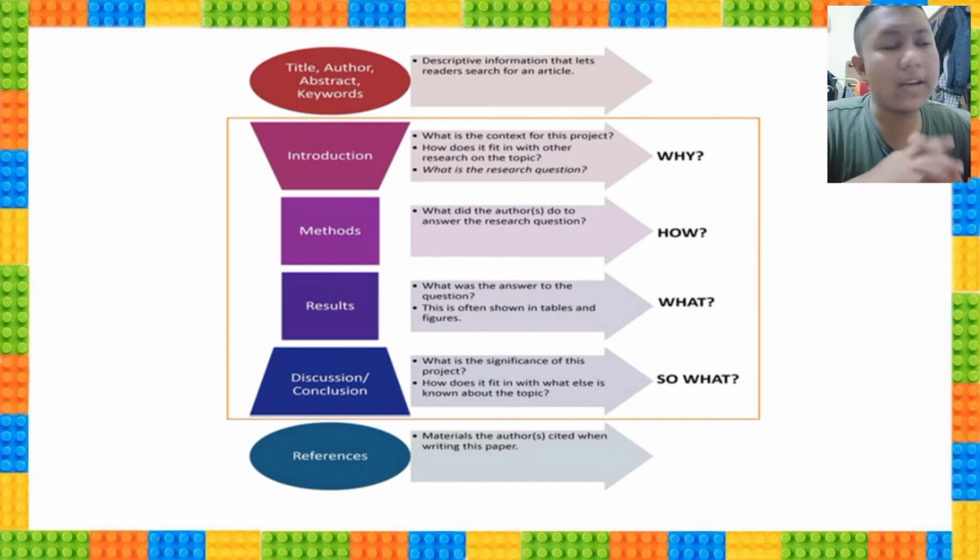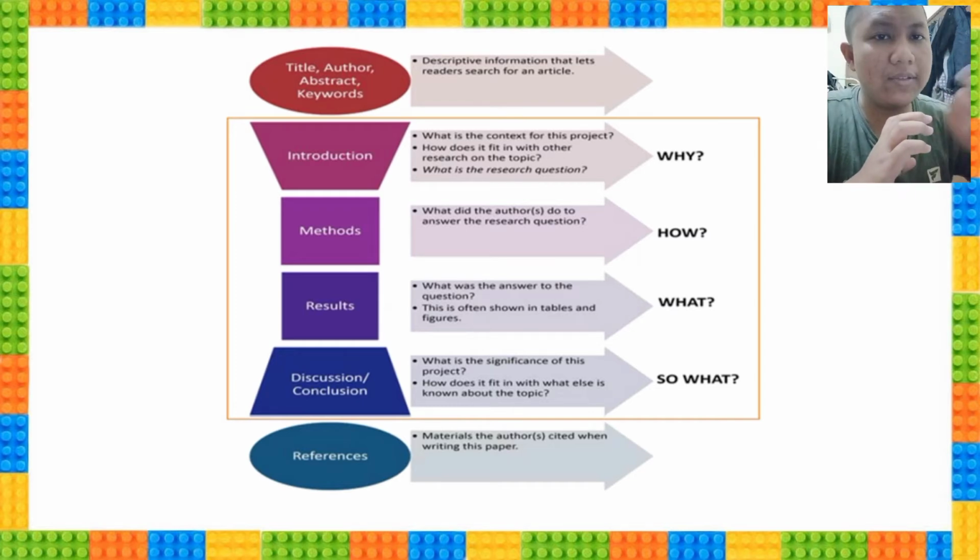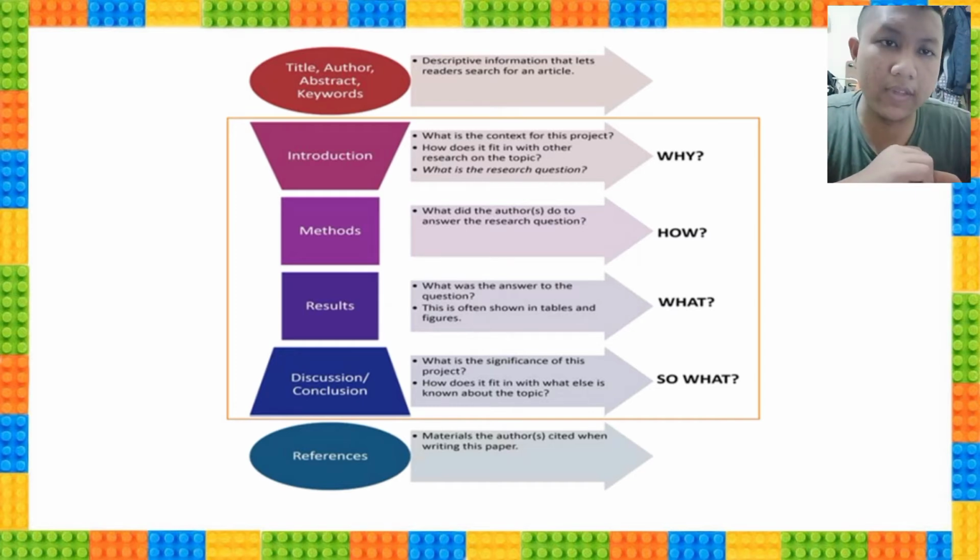And finally we have the final thing, the important one, but it was the final part of the article. It was the reference. The references are the materials that the author cited when writing this paper, either the book or maybe the article or other paper.